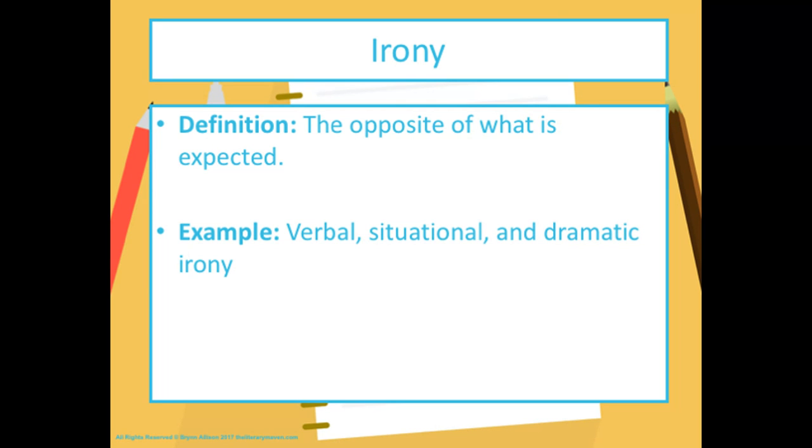So after you get this definition down, you are going to need to give yourself some subsections because there are three different types of irony: verbal irony, situational irony, and dramatic irony. And I hope you remembered that from your previous lessons.